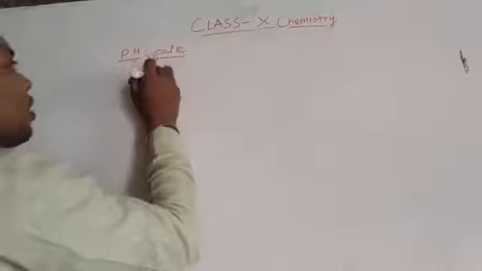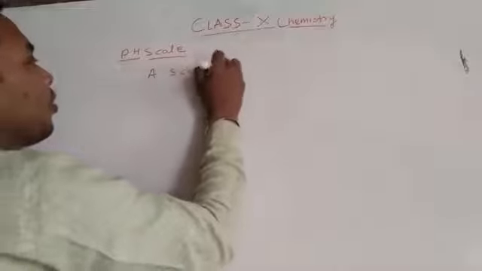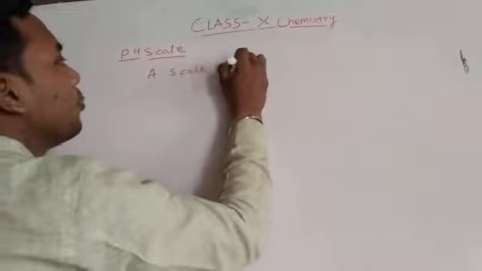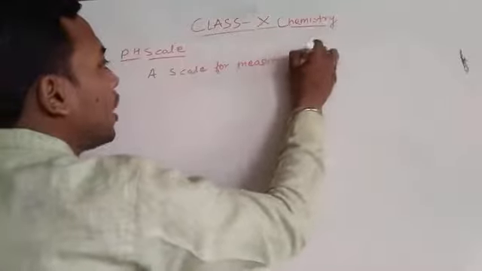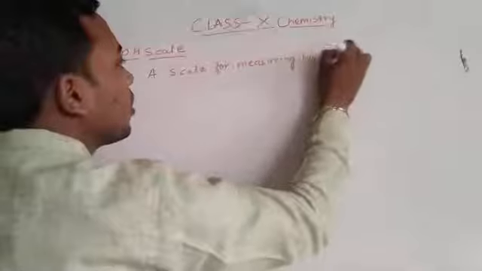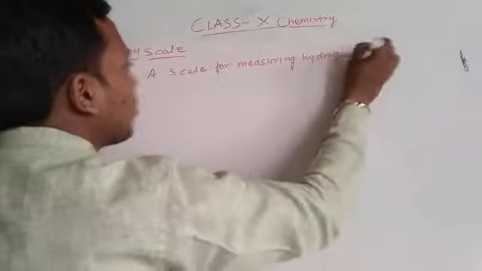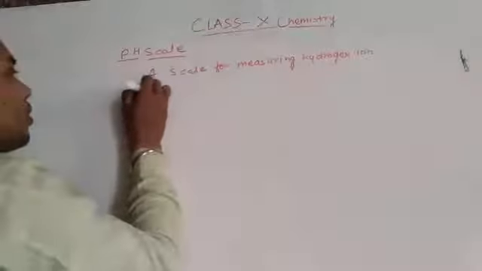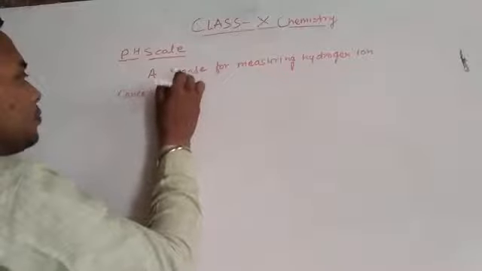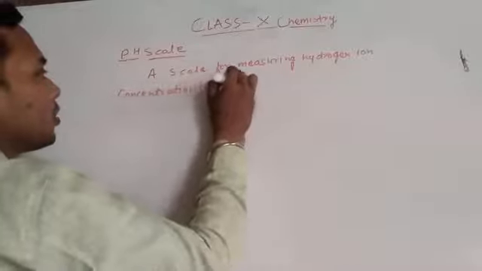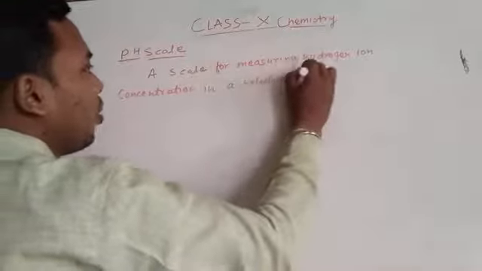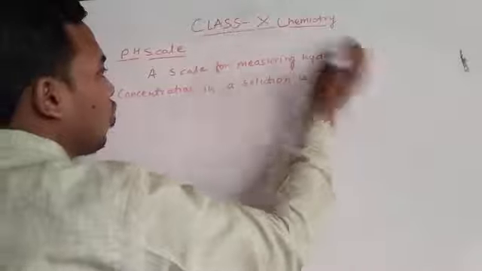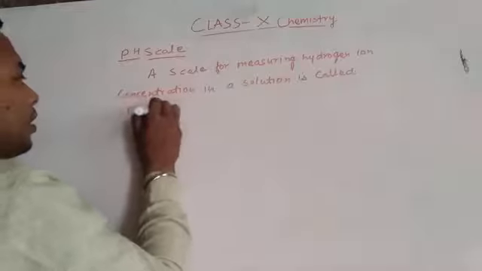And after that, now a scale for measuring the hydrogen ion concentration in a solution is called the pH scale.